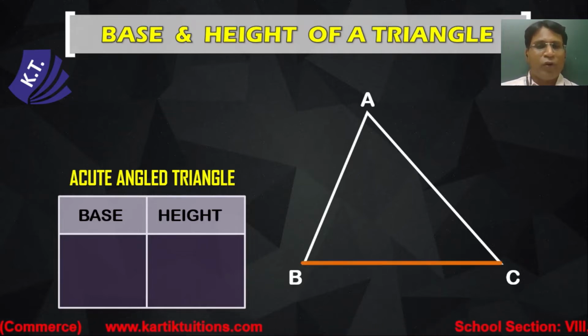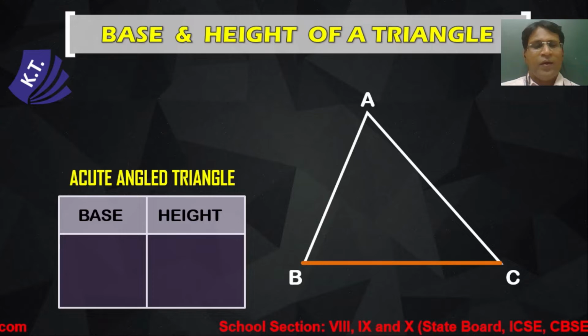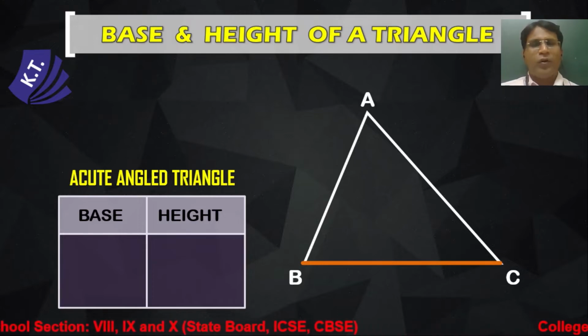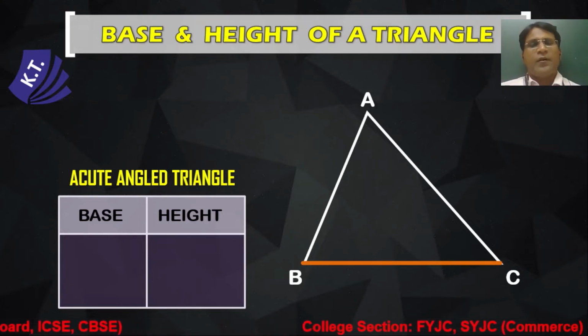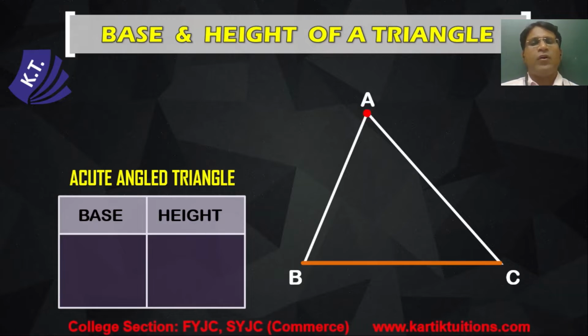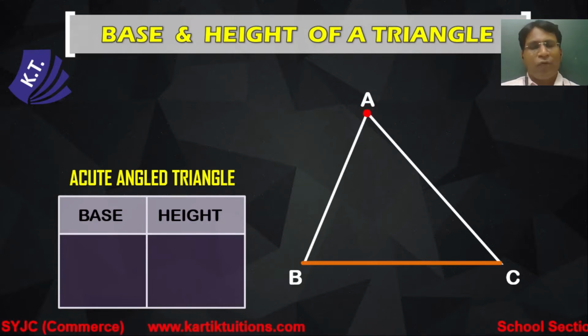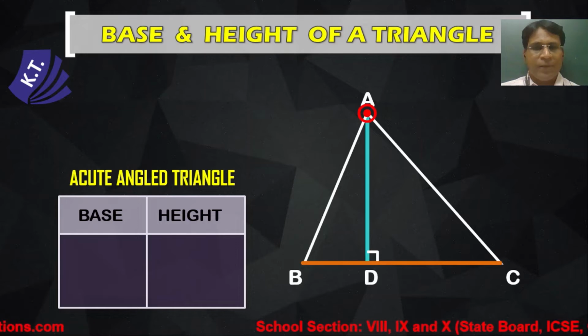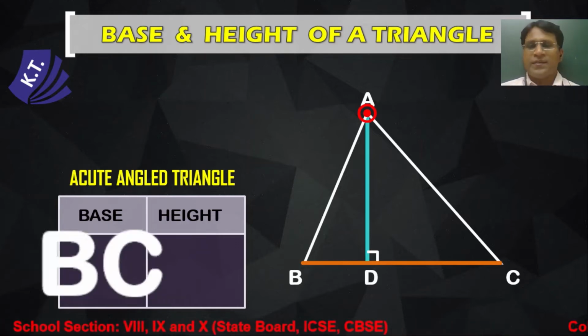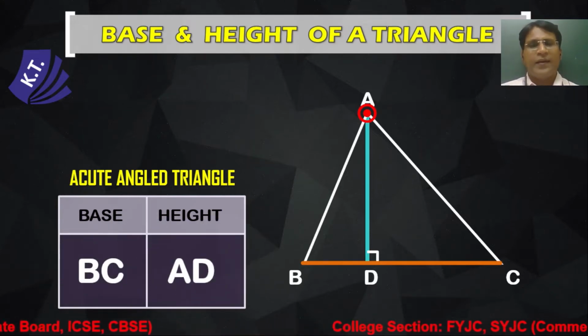Now, to get the height for this triangle, when the base is BC, we should have a perpendicular from the third vertex. Here the third vertex is A. So, I will draw the perpendicular from A to the base BC. So, when my base is BC, my height is AD.